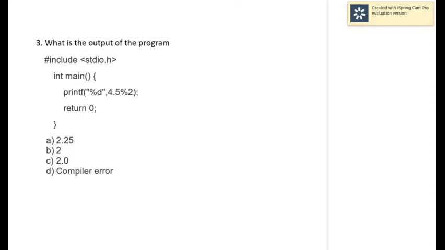In the next question, it is a very simple one. Here we have a modulo operator. This modulo operator is used to calculate the remainder, but it is used here with 4.5 modulo 2. So here it is a float value. The modulo operator cannot be used with a float, so it gives a compiler error. Otherwise, the remainder would be printed.